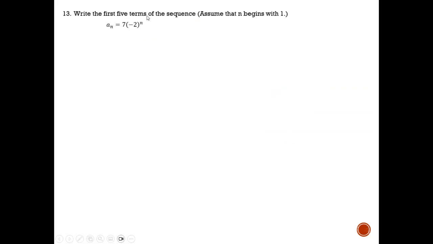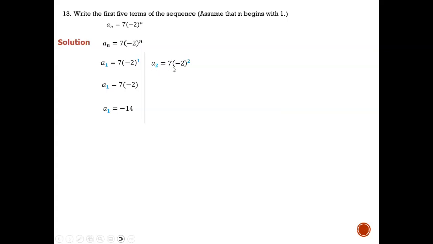Okay, so here's another one. Write the first 5 terms of the sequence. So we're going to take n from 1 through 5. Okay, here's our equation again. Again, when n is 1, that's for the first term. We have -2 to the first power, which is -2 times 7, which is -14.